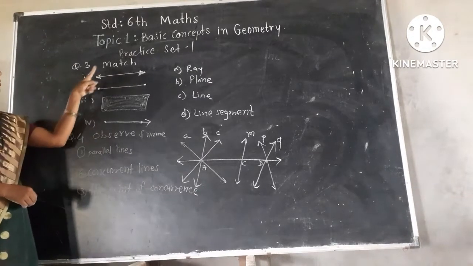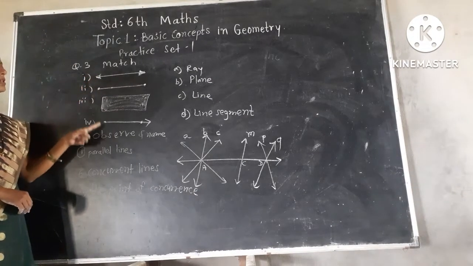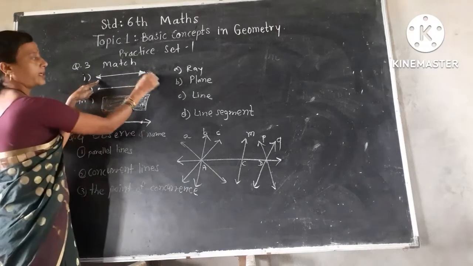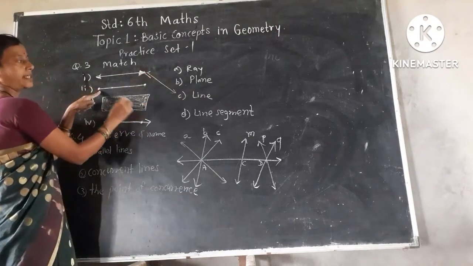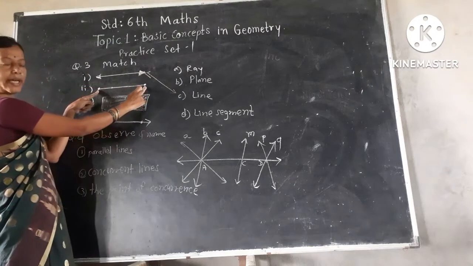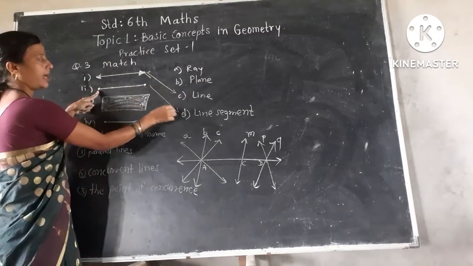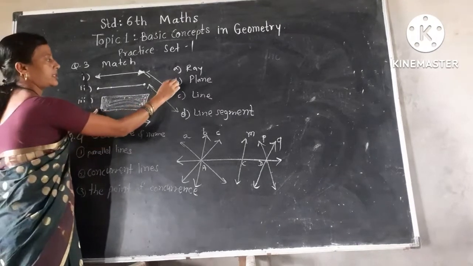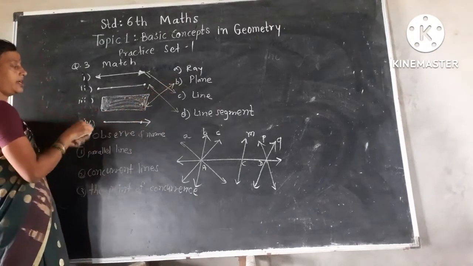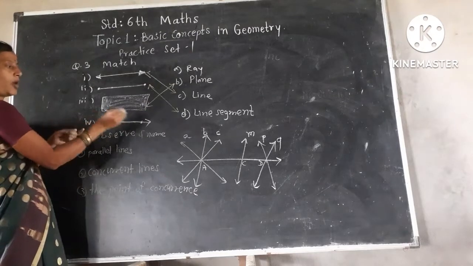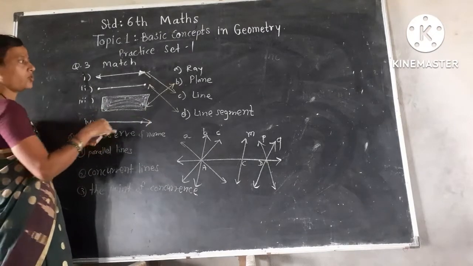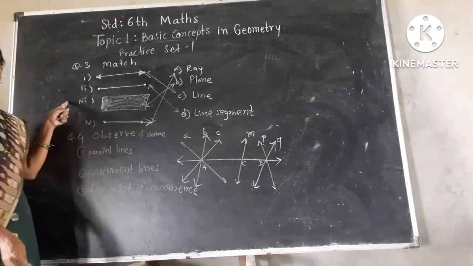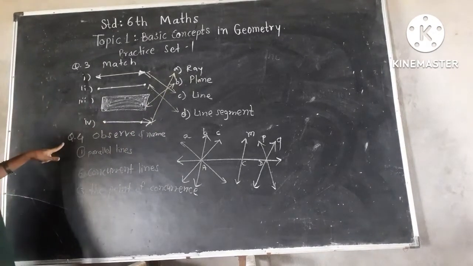Question 3, match. You can see some figures and their names and we can match. First figure is of a line. Second figure, both have end points, so it is a line segment. This is a flat surface, so this diagram is a plane. Here one end is a point and the other end is an arrow, so it is a ray. In this way we can match question 3.